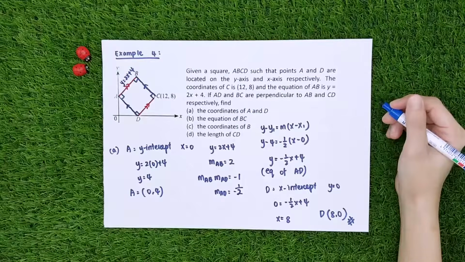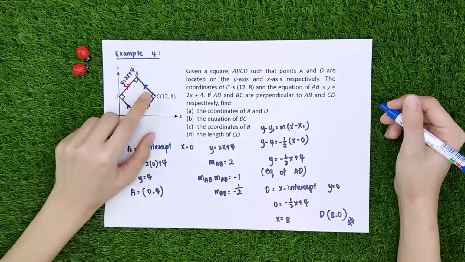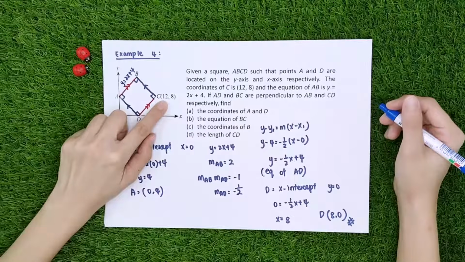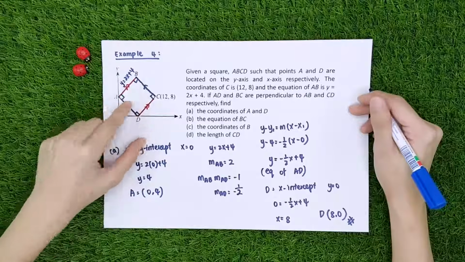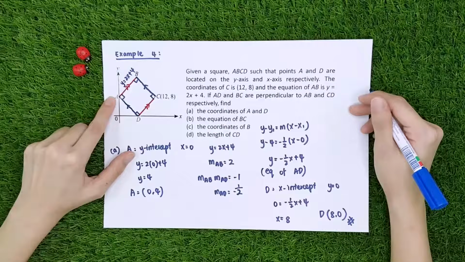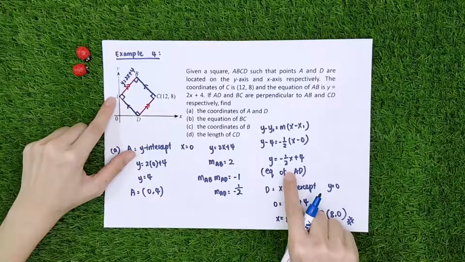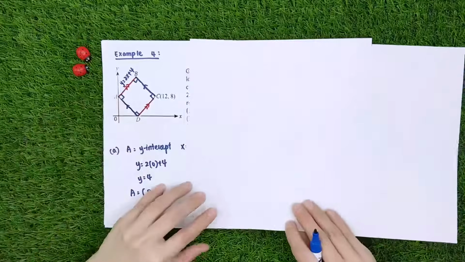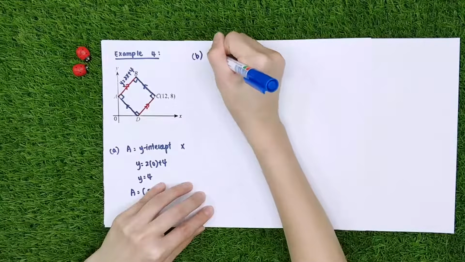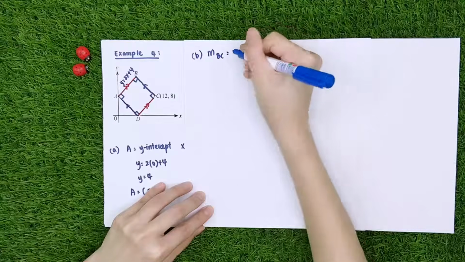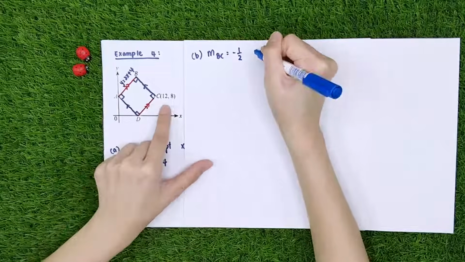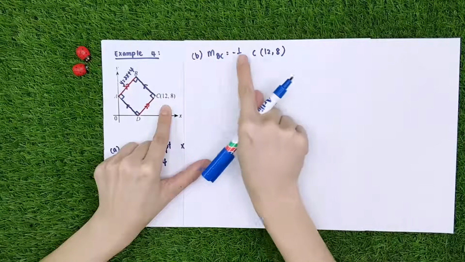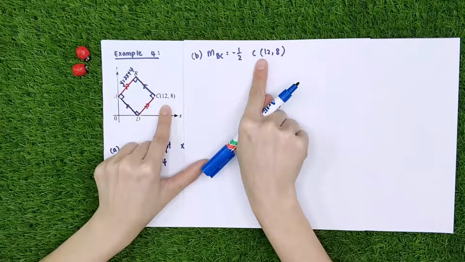For part B, the equation of BC. Okay, we want to find the equation of BC. We have one of the coordinates, C, but we don't have the gradient. But we know that BC is parallel to AD. From the equation of AD, the gradient is negative half. So the gradient of BC is also equal to negative half. And I have the coordinate C, (12, 8). So I have the gradient and the coordinate, and I can form my equation of BC.